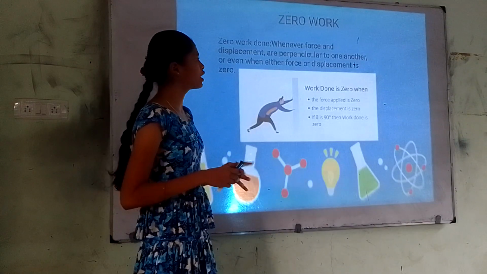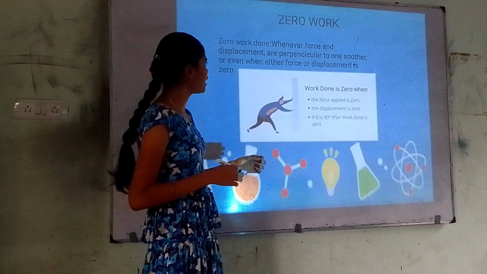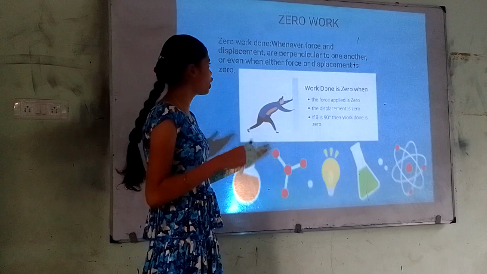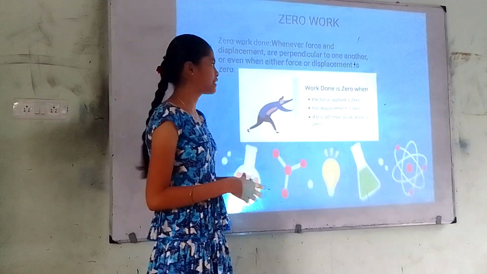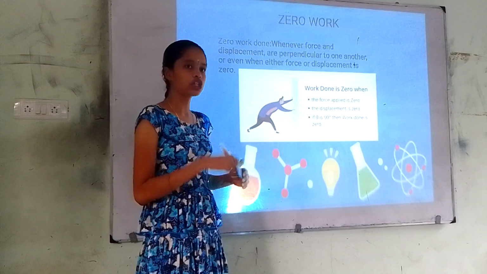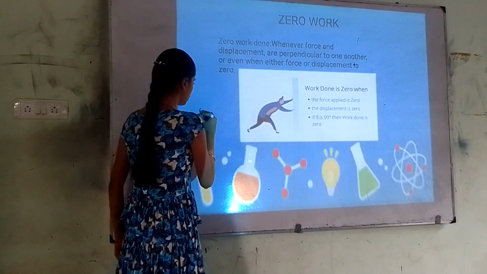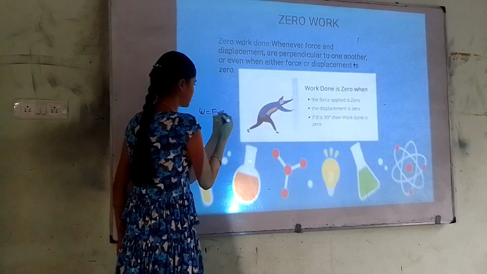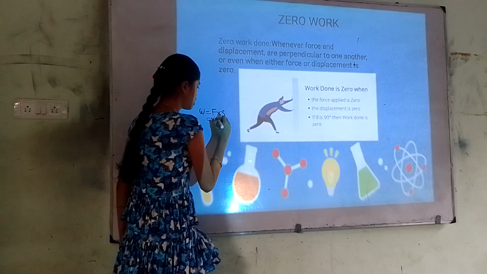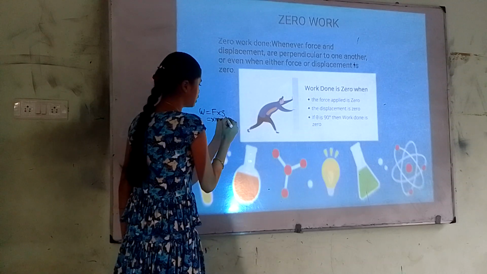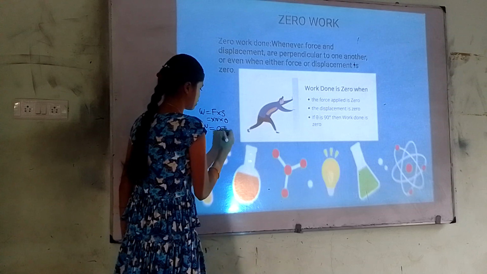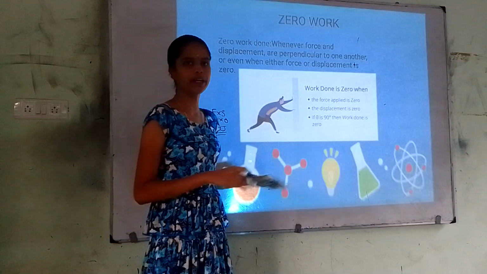Zero work. Zero work is defined as whenever force and displacement are perpendicular to one another, or even if either force or displacement is zero. Let's take an example. If we are pushing a wall, we are applying a force but there is no displacement. So, as per the definition, W will be equal to F into S. Here we are applying some x newton of force and there is no displacement. So, it will result as 0. Therefore, the total work done will be 0 joules. Here, there will be no work.